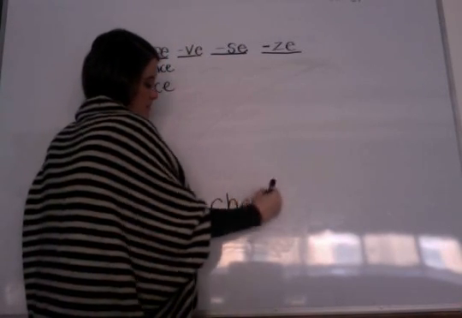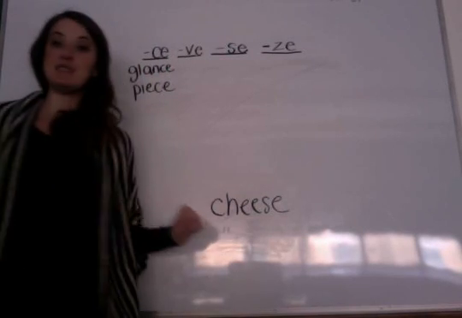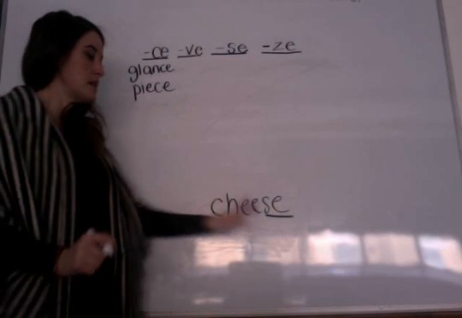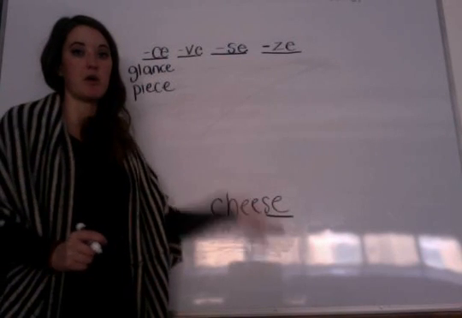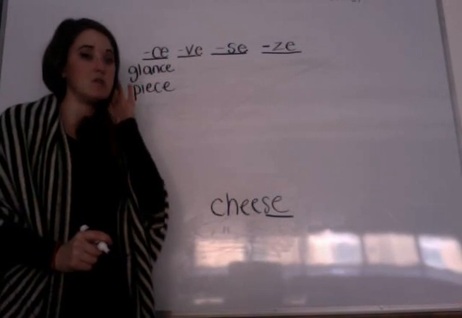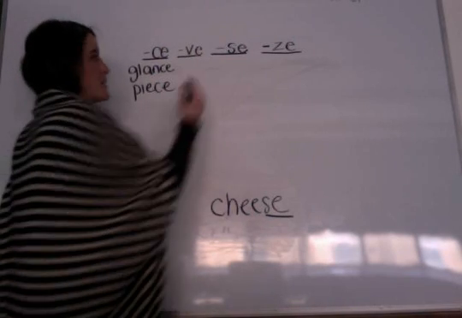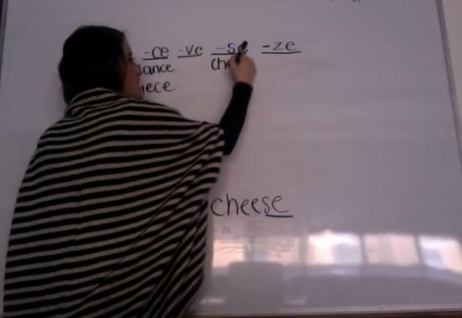Our next word is my favorite thing. It is cheese. Cheese. I see the SE spelling at the end of my word. I hear the Z sound, so I know that cheese is going to go under column 3. Let's say and write it together. Cheese.